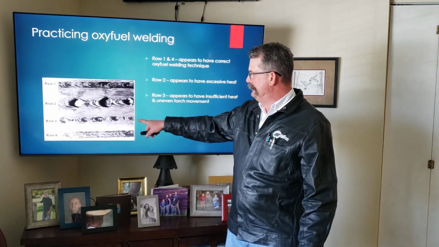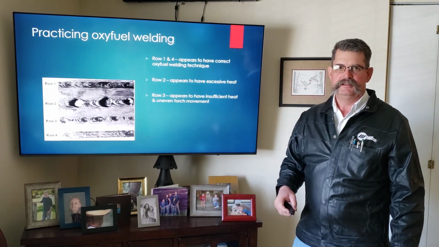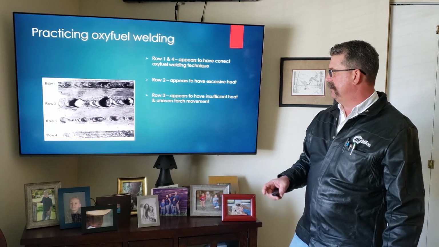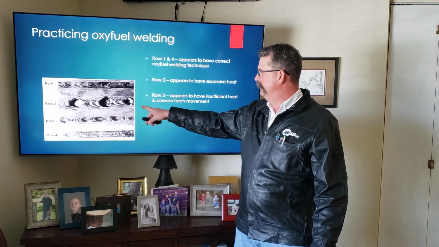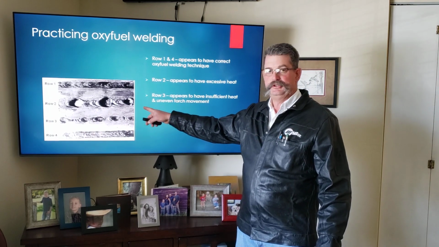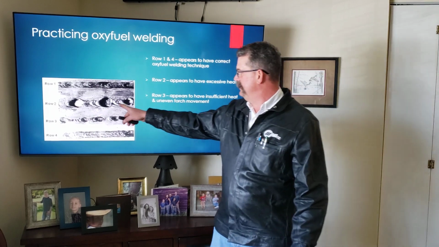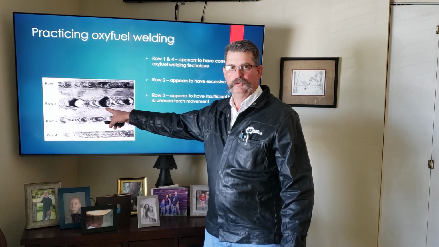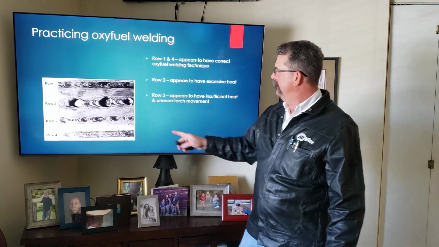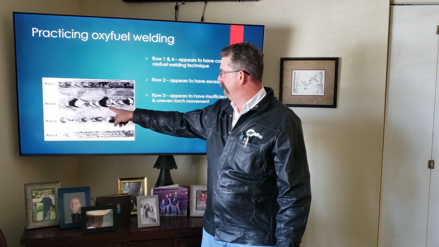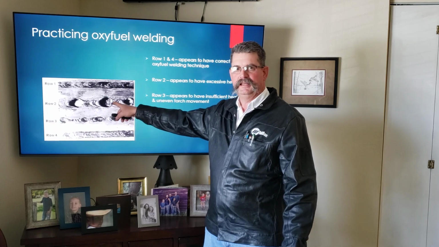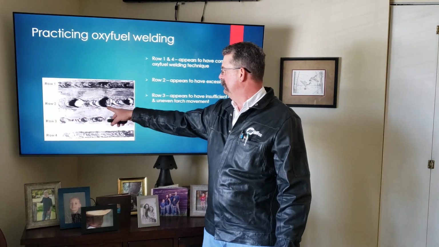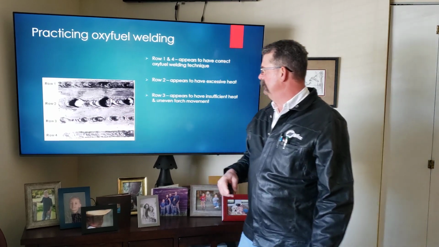But rows 2 and 3 should illustrate what improper heat would look like in an oxyacetylene weld. In row 2, you can definitely see that there's too much heat, and that you see some weld pools that are burning through your base metal coupon. You can see where you may have gotten your inner cone or your flame down into the weld pool too much, and that we start to see some inclusions here.